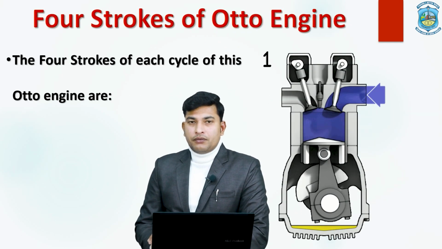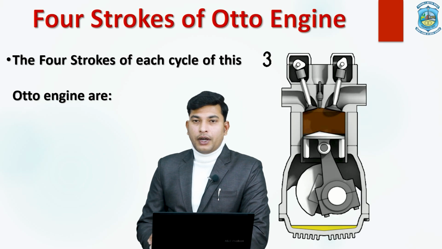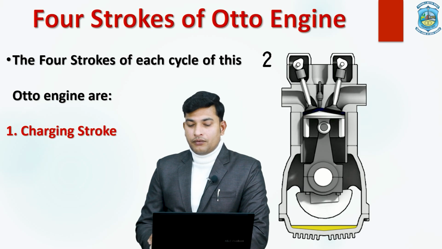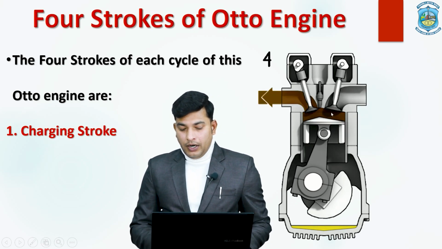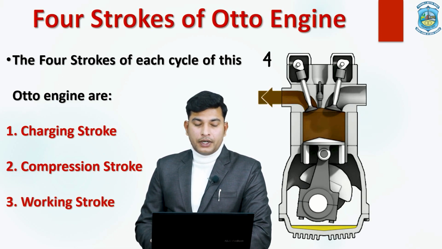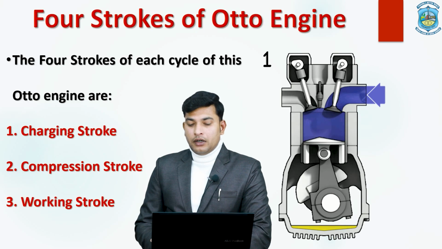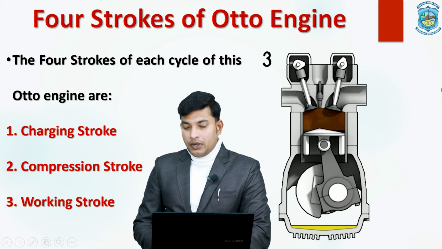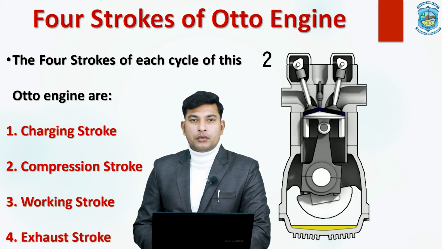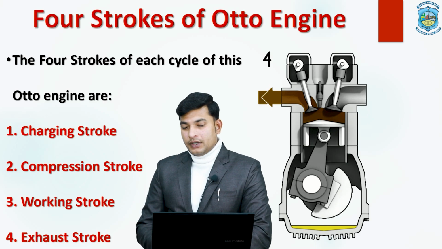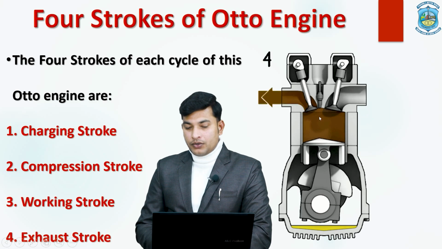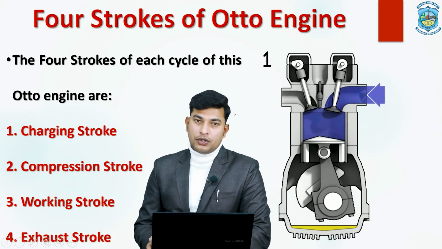So these are the 4 steps or the 4 strokes of an Otto engine. The first one is the charging stroke. As we can see, the fuel is getting filled in, as the image is showing. The second one is the compression stroke. The fuel will get compressed. The third one is the working stroke. Here the spark plug will provide a spark, and the last one is the exhaust stroke, in which the waste energy will be released. So as we can see in the image, the fuel is filled, compressed, sparked, working, and then removed in the exhaust stroke.